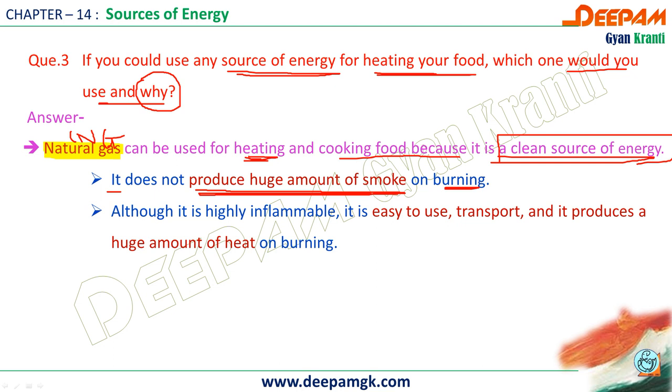The next point is that although it is highly inflammable, it is easy to use. What is inflammable? Which can easily be burnt. It is easy to use, easy to transport, and it produces a huge amount of heat on burning. That is why I would like to use natural gas while I'm cooking or heating my food. It is very simple. You can change this word natural gas, you can put the sun, solar energy, whatever you like, but you have to give the reason as well.